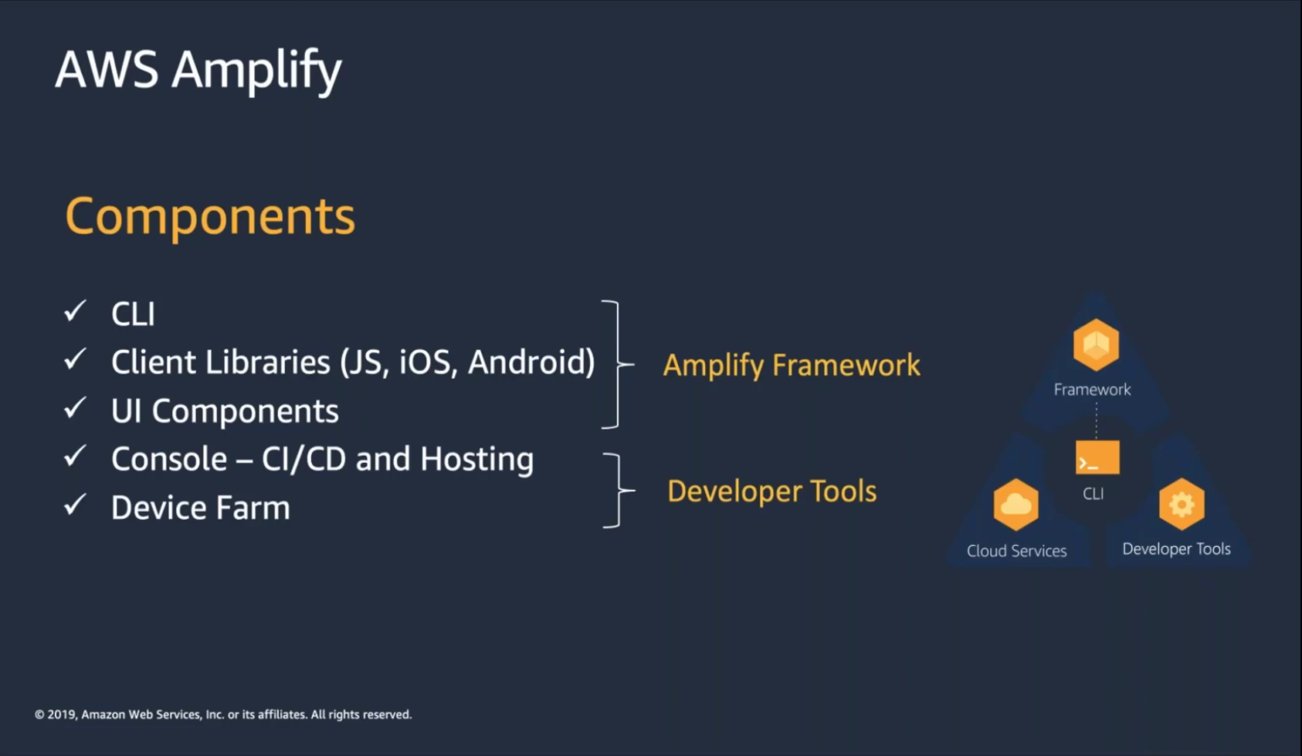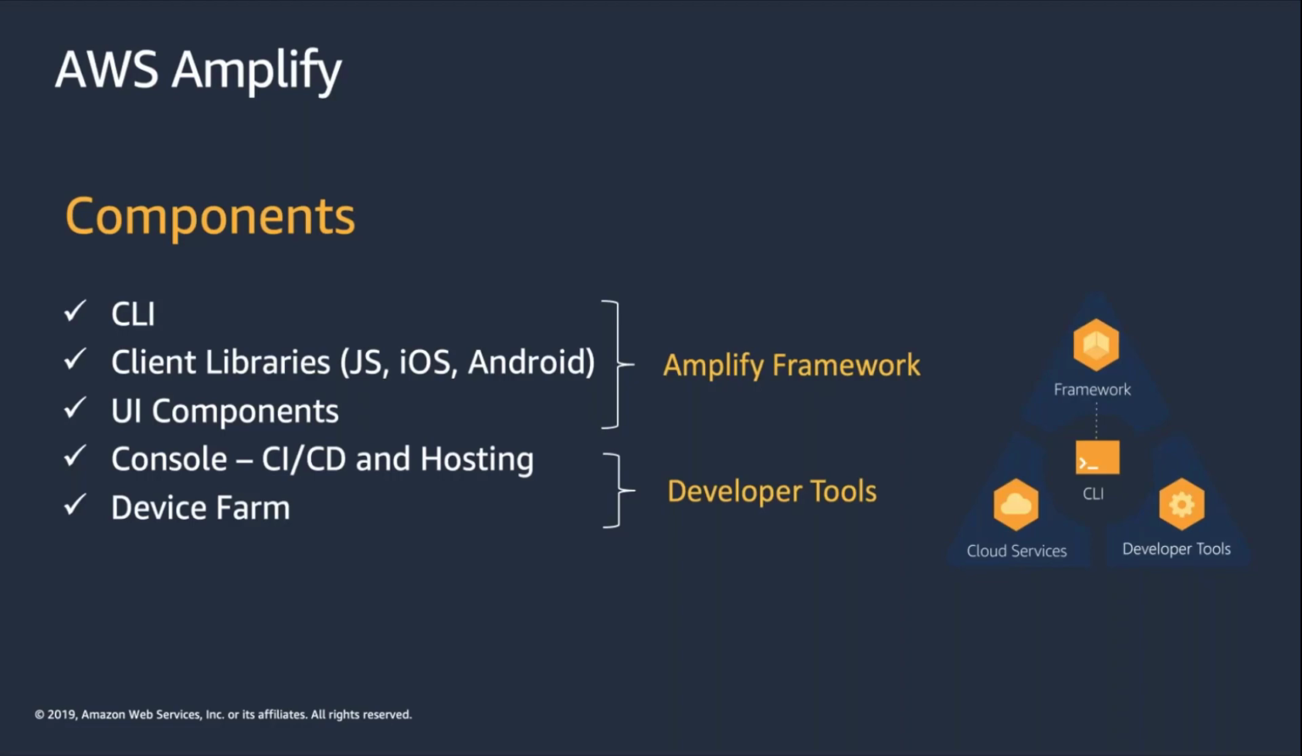A simplistic way to think about this is if you look at the picture on the right-hand side in this slide, you have a framework component on the top, then you have developer tools on the right-hand side bottom, and then on the left side, you have cloud services, and in the middle, you have CLI. So to just demystify what is AWS Amplify, you just think of it in two terms, saying one bucket is your framework, and the other bucket is your developer tools.